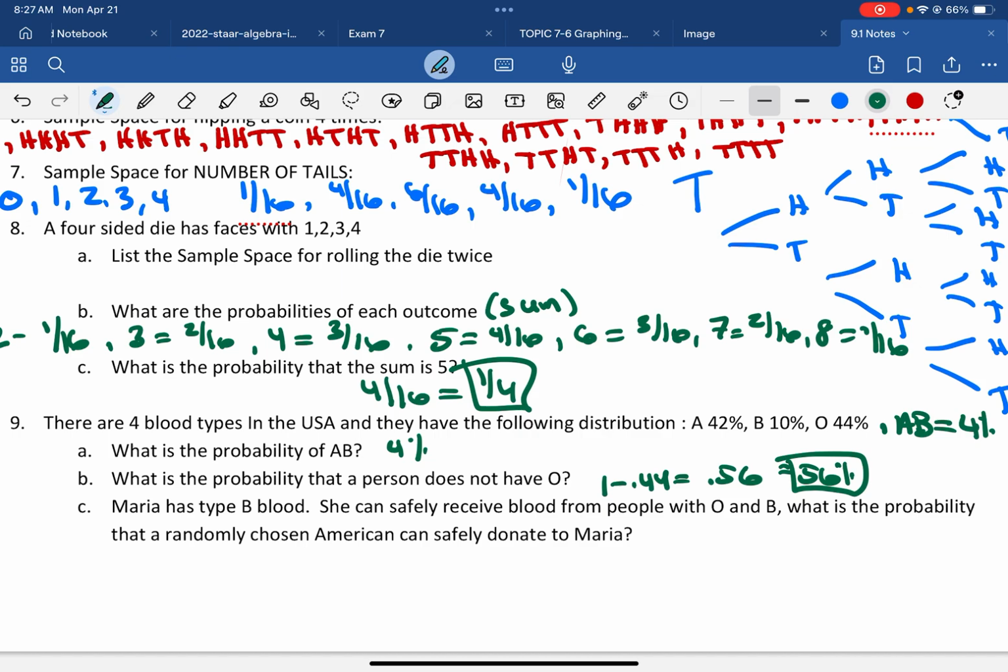And finally, example 9C. Maria has type B. She can safely receive blood from people with O and B. What is the probability that a randomly chosen American can safely donate to Maria? Well, the probability that someone has type O or type B is 0.44 plus 0.10 equals 0.54, which is 54%.